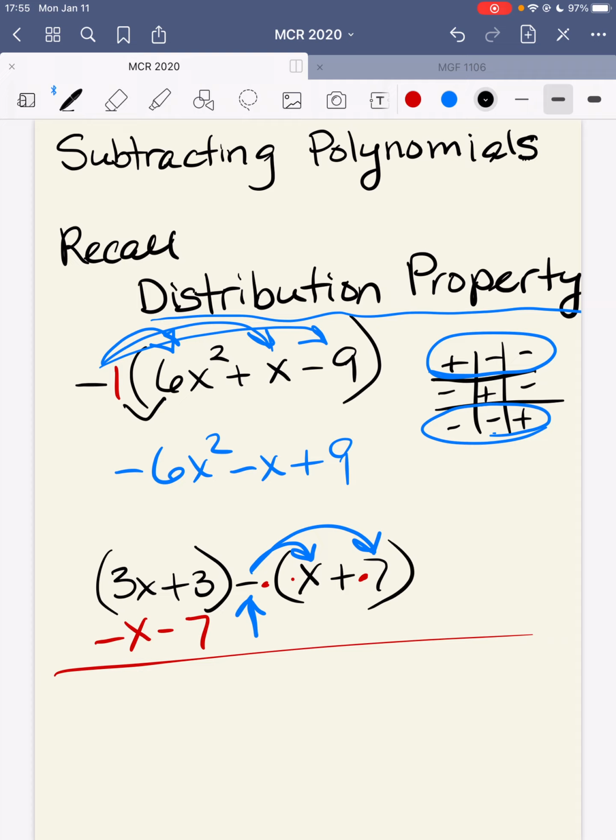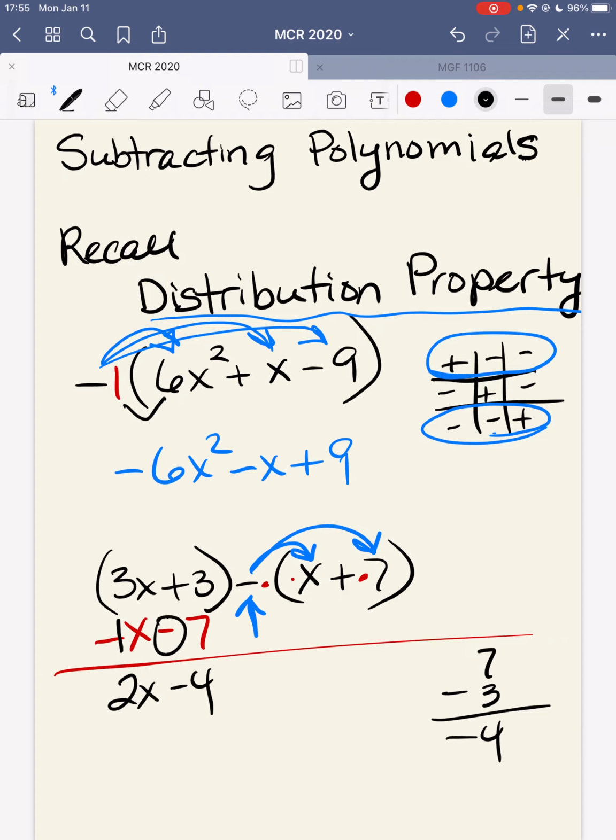So I have 3. Remember there's an invisible 1 here, so 3 minus 1 is 2. Don't forget your x. And I have a positive 3 and a negative 7. Remember when we have opposite signs, we subtract and keep the sign of the larger number. In this case, it's negative, so minus 4.